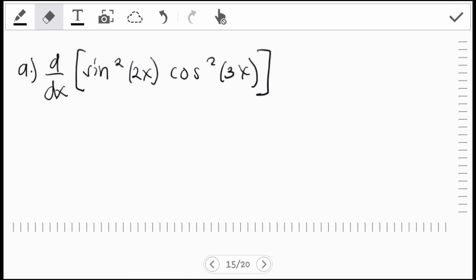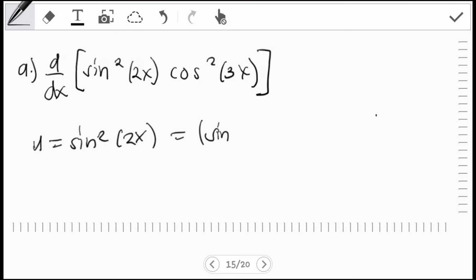Okay, so what is the equivalent derivative of d over dx of sine squared 2x times cosine squared 3x? So let u equal sine squared 2x, or we rewrite it as the quantity sine 2x to the power 2. To find du, we apply the chain rule.